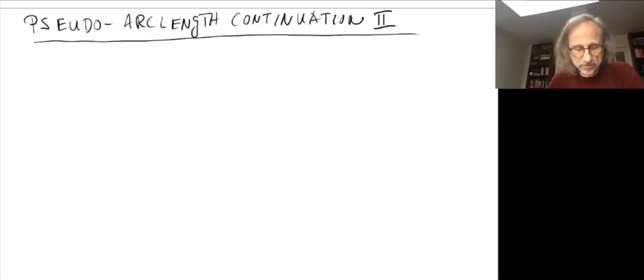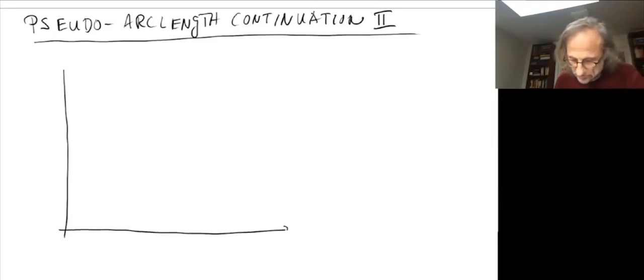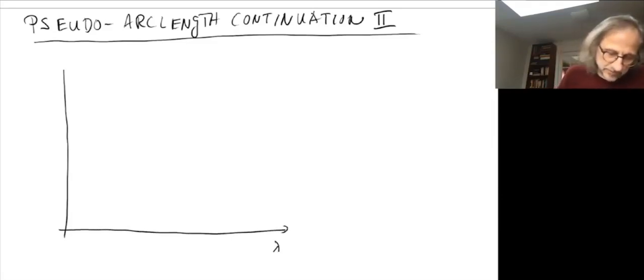Our goal is to follow the branch as it goes around the saddle node bifurcation. And we realized that in order to do that, we may have to parameterize that branch in a different way than simply by the bifurcation parameter. So let's draw that first and then see how we implement it.